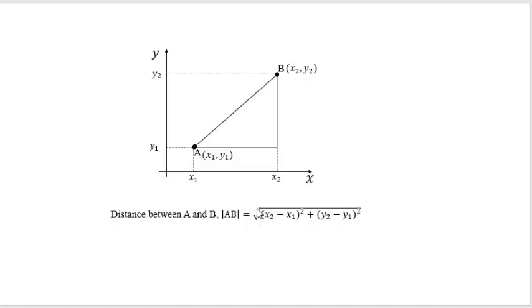Now the formula is given by the square root of the difference in the values of x-axis squared plus the difference in the values on the y-axis also squared. In other words, to find the distance between the 2 points AB, it is given by the square root of x2 minus x1 all squared plus y2 minus y1 all squared. So let's see a typical example on this.